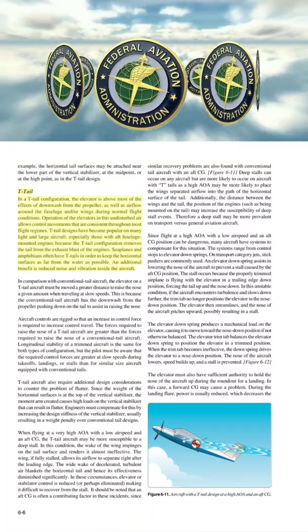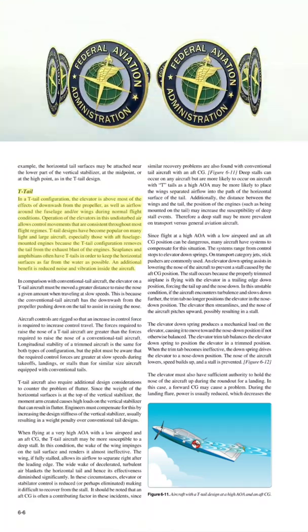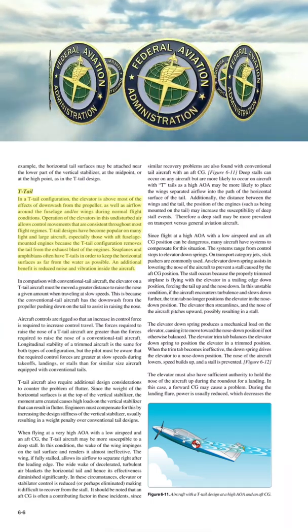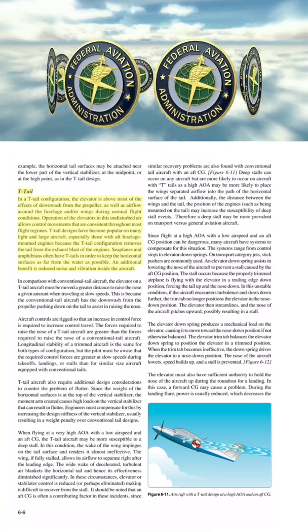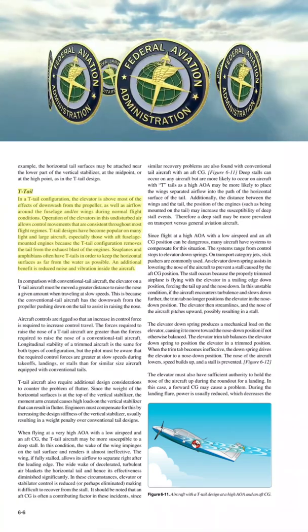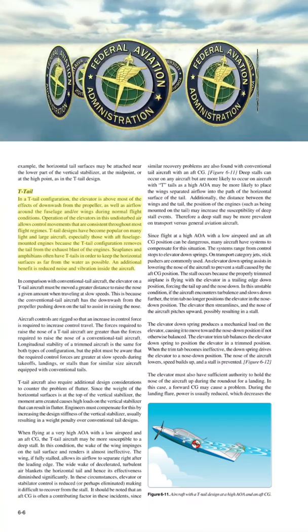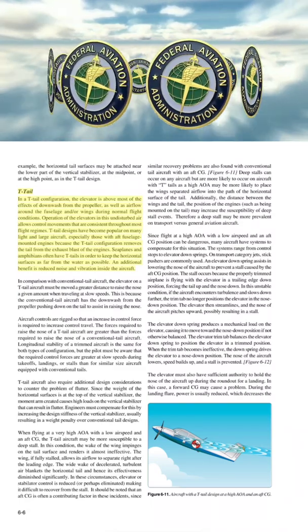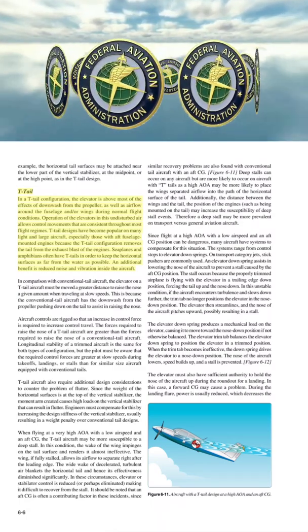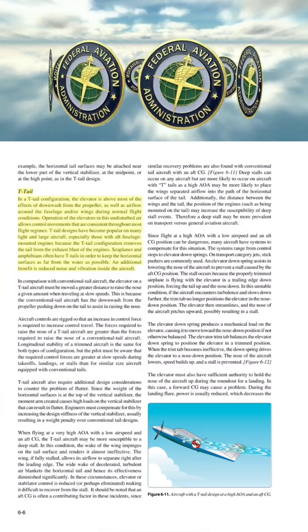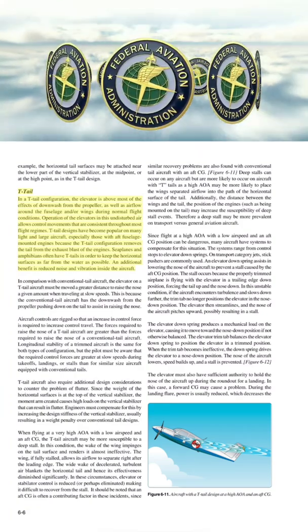Operation of the elevators in this undisturbed air allows control movements that are consistent throughout most flight regimes. T-tail designs have become popular on many light and large aircraft, especially those with aft fuselage-mounted engines, because the T-tail configuration removes the tail from the exhaust blast of the engines. Seaplanes and amphibians often have T-tails in order to keep the horizontal surfaces as far from the water as possible. An additional benefit is reduced noise and vibration inside the aircraft.